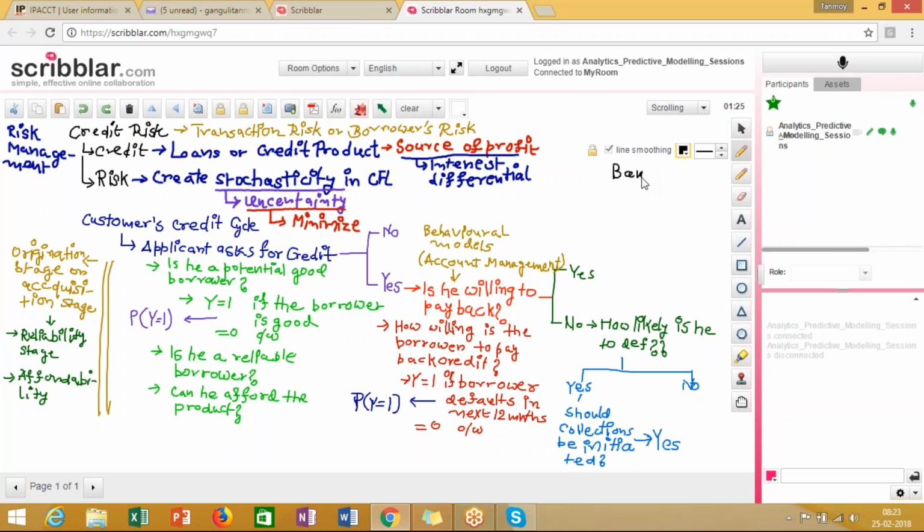Right. Now, within market risk, there are certain other kinds of risks as well, like liquidity risk. Then you have reputation risk, etc., which stems from any one of these three major risks, right? So you should always remember.